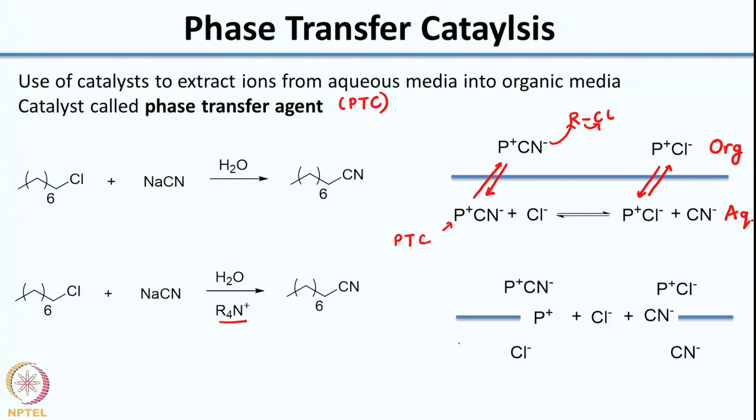Another explanation is, where in the aqueous layer you just have the ions, and at the interface is where you have the phase transfer catalyst sitting along with the Cl minus and CN minus, and what it does is, it takes this into the organic layer and now it does the catalysis. So this is an alternate mechanism, but experimentally what you observe is, the phase transfer catalyst is able to take these ions from the aqueous layer to the organic layer.